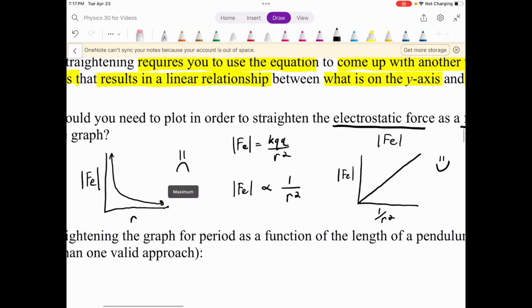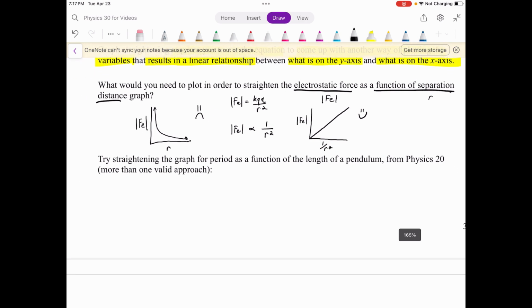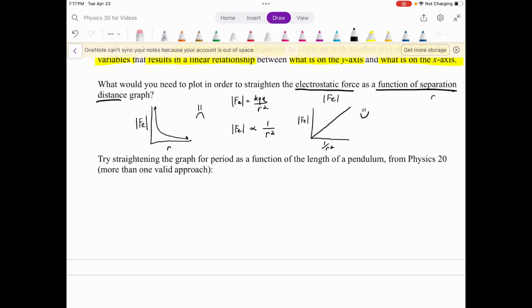And all it came from was, again, writing down the relationship between what's on our unstraightened y and x axes, and looking at that relationship and seeing how it's also telling us about a direct linear relationship that we could plot, right? So instead of doing FE as a function of r, we'll do FE as a function of 1 over r squared.